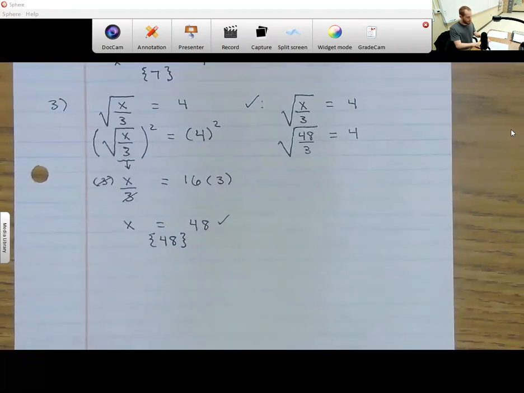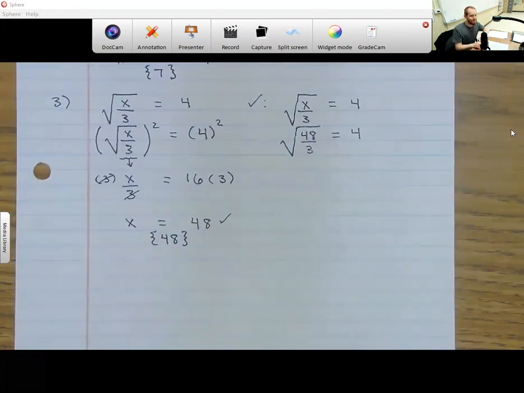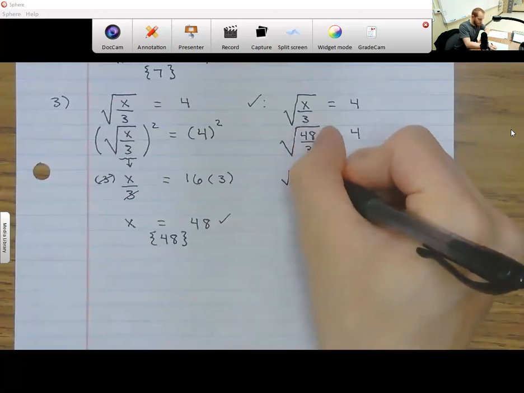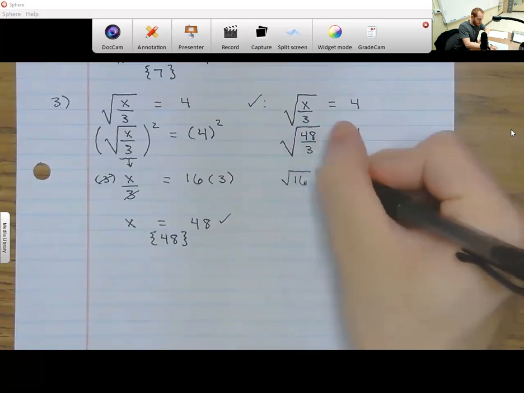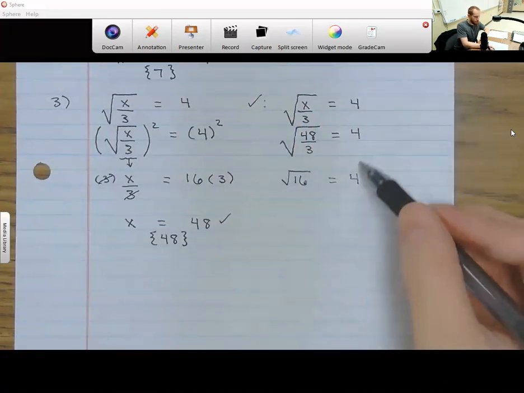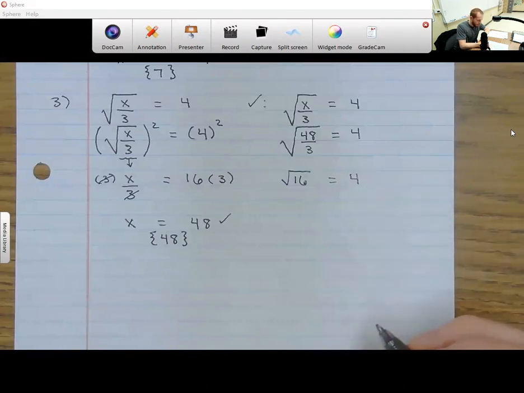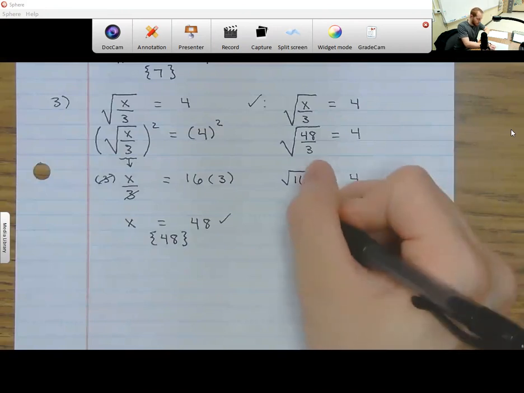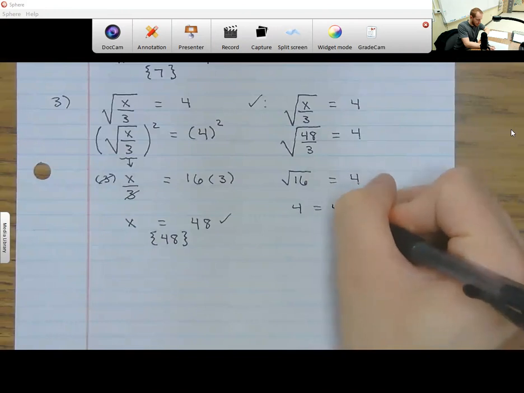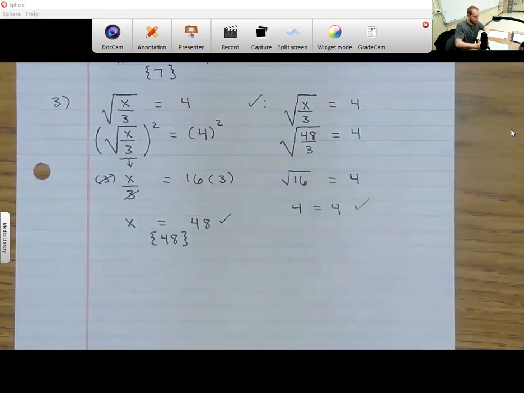If not, that means we messed up somewhere, right? Okay, so on the inside, 48 divided by 3 is 16. So I really just have the square root of 16 on this side. And I still have 4 on the other side. This hasn't changed yet. So then what's the square root of 16? That's going to be 4. Not negative 4. We'll get to that later. It's going to be a positive 4.